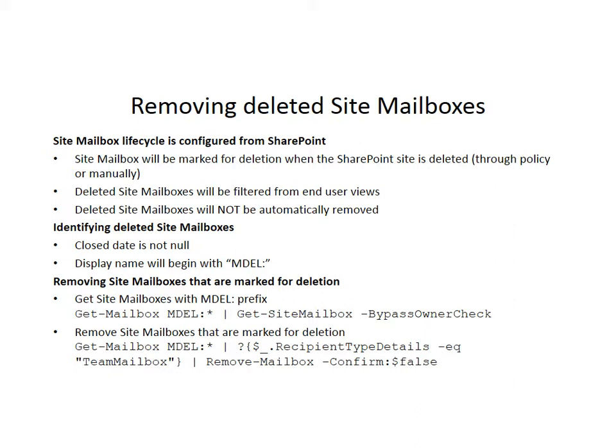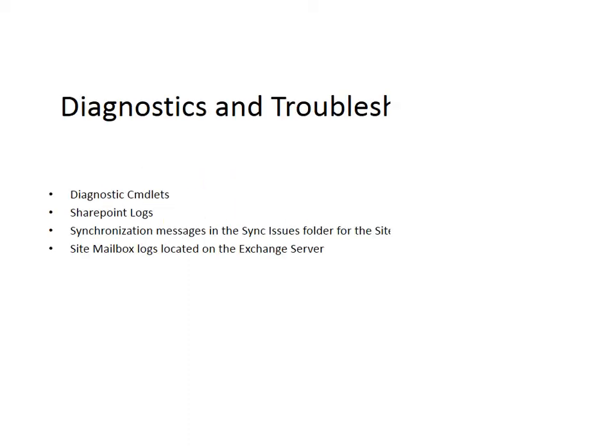So far we talked about the general concept behind the site mailboxes, how to configure them, their life cycle, and team site policies. So let's take a look at how to do some reporting and troubleshooting and which options we have. As an administrator, troubleshooting is an important aspect of managing a good organization. So in order to troubleshoot mailboxes, we have a couple of options. We have diagnostic cmdlets, which I will be sharing in a minute.